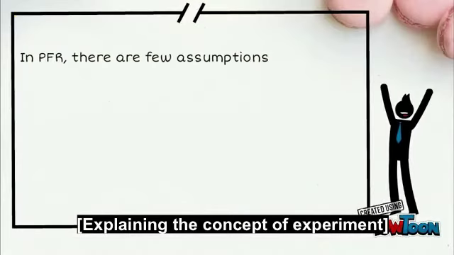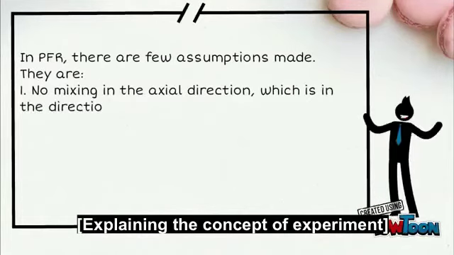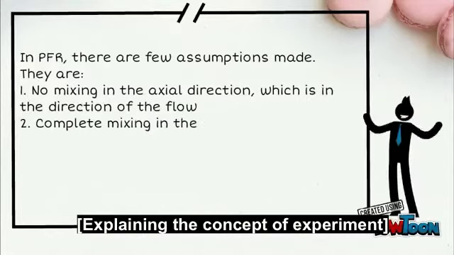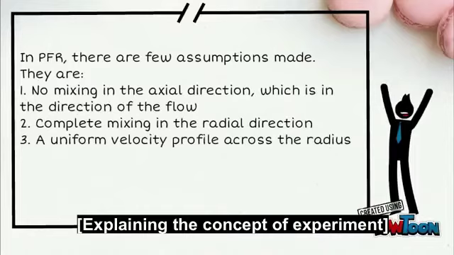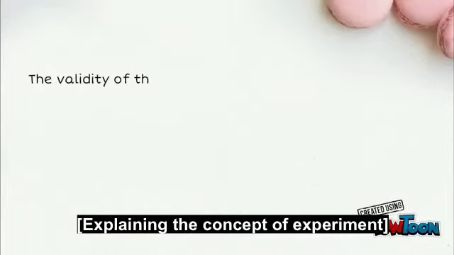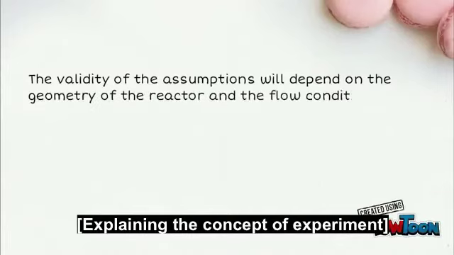In a PFR, there are a few assumptions made. There is no mixing in the axial direction, which is the direction of the flow. There is complete mixing in the radial direction, and a uniform velocity profile across the radius. The validity of the assumptions will depend on the geometry of the reactor and the flow condition.